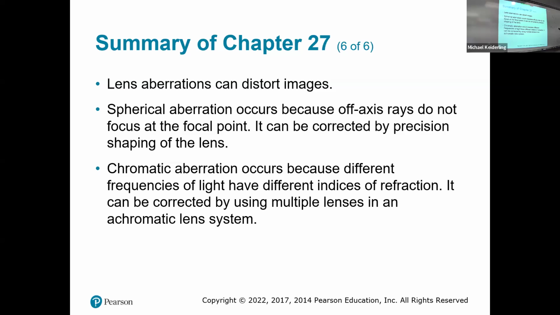And chromatic aberration occurs because different frequencies of light have different indexes of refraction, and it can be corrected by using multiple lenses in an achromatic lens system. Also, there are other steps that can be taken. And you can also choose your material to not have a lot of dispersion in the range you're interested in.